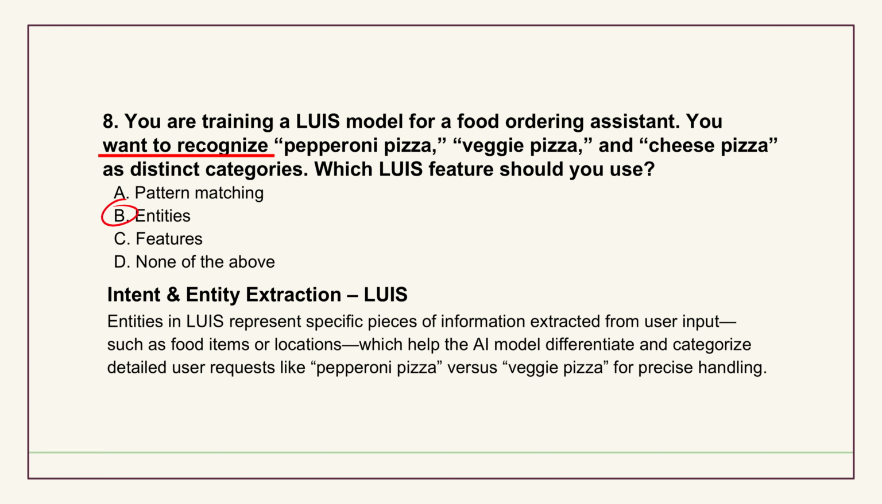I gotcha. LUIS entities are how you define what kinds of information you want to extract. Then you train the model to find specific values for those entities within the user's input. You create a food item entity and train it to recognize pepperoni pizza, veggie pizza, etc. as possible values for that entity. So entities are like the structured variables you pull out of the freeform text, making the user's command actually actionable for the bot. Precisely. They give the intent context and all the necessary specifics.